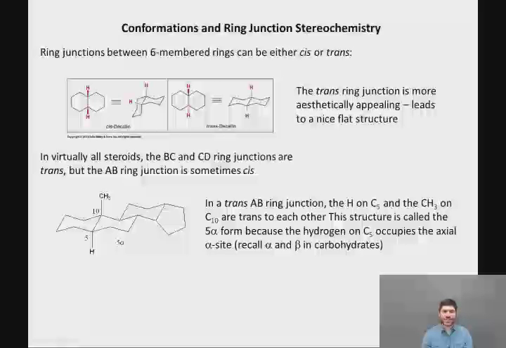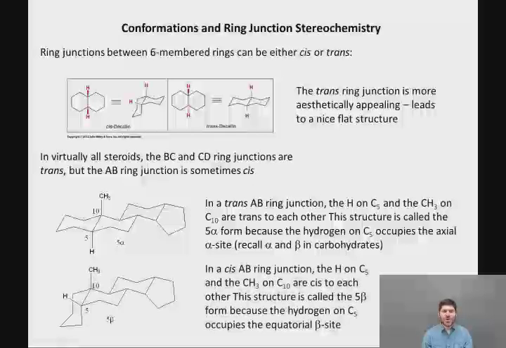Okay, so the hydrogen here occupies an alpha site, whereas in a cis AB ring junction, the hydrogen on C5 and the methyl on C10 are cis to each other, and this structure is called the 5-beta form because the hydrogen on C5 occupies the equatorial beta site. Okay, so that's a little bit of the structure and function of steroids.